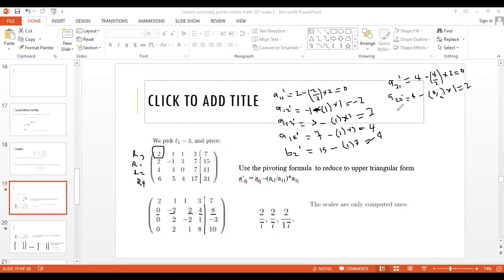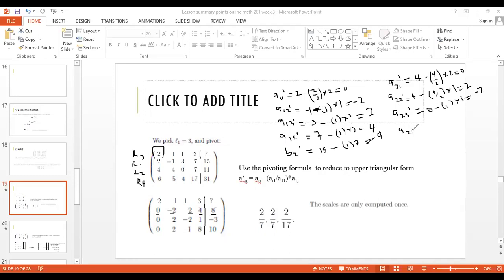Then we have A23 new. That gives us 0 minus 4 over 2, which is 2, times 1. Times 1 will give us negative 2. Gives us negative 2.